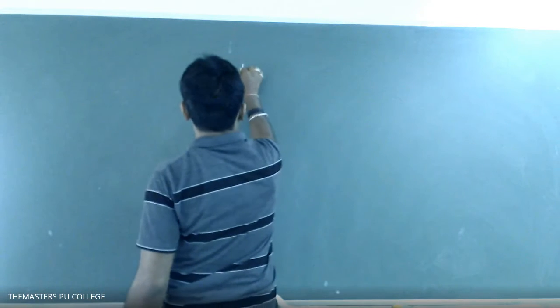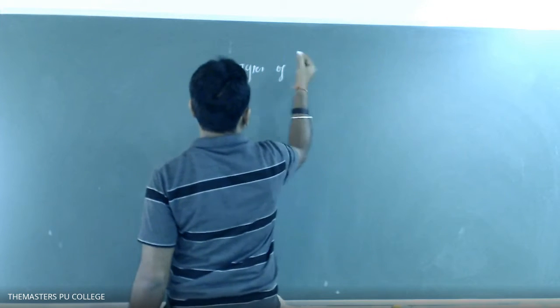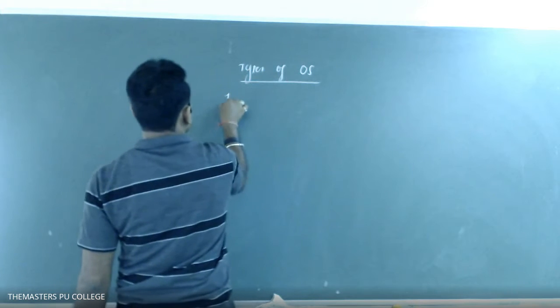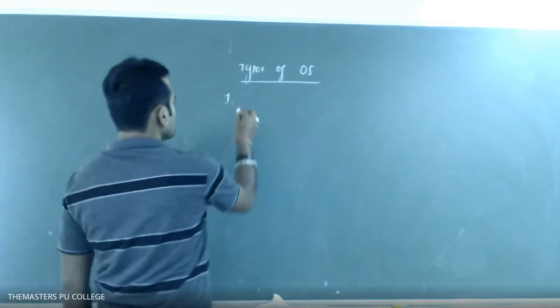Okay, right. So number one, types of OS. OS is nothing but operating system. Number one, single user operating system.